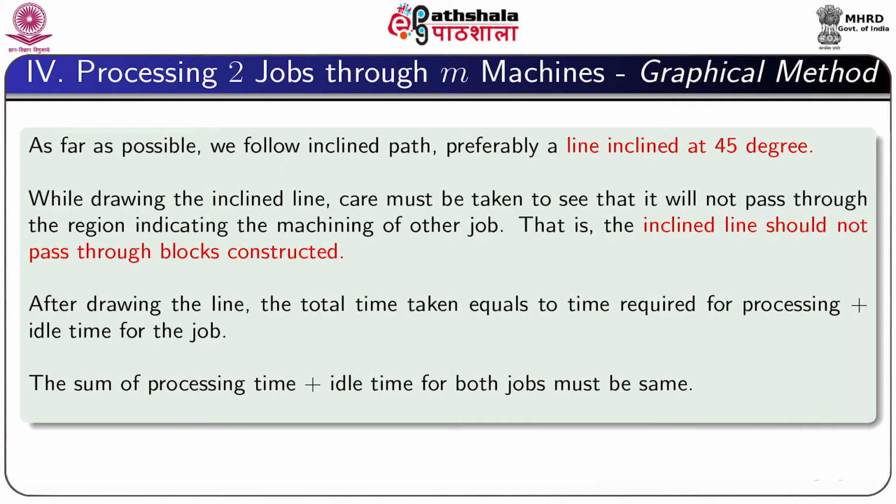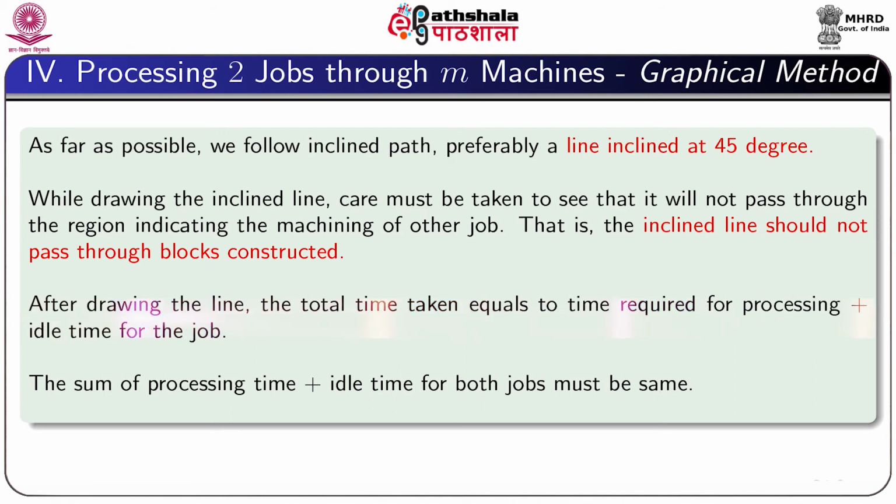Now, our job is to find the minimum time required to finish both the jobs in the given order of machine. Hence, we have to follow the inclined path, preferably a line inclined at 45 degree. While drawing the inclined line, care must be taken to see that it will not pass through the region indicating the machining of other job. That is, the inclined line should not pass through the blocks already constructed.